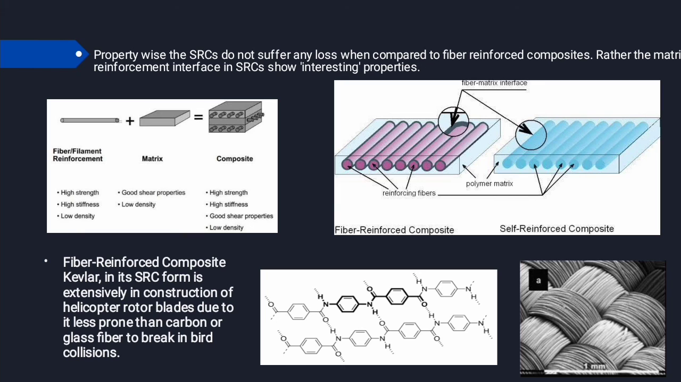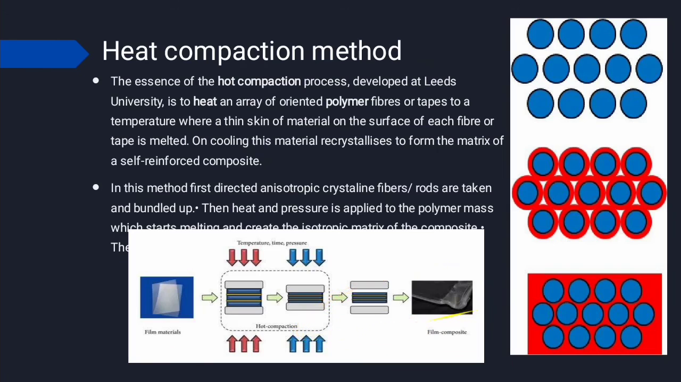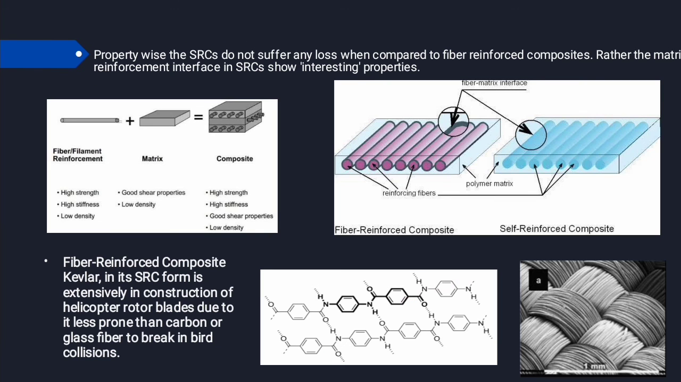Basically, Kevlar in its SRC form is extensively used in the construction of helicopter rotor blades because it is less prone than carbon or glass fiber to break in a bird collision. This is the formula, and basically in industrial fields, high strength, high stiffness, good shear properties and low density are found in SRC.